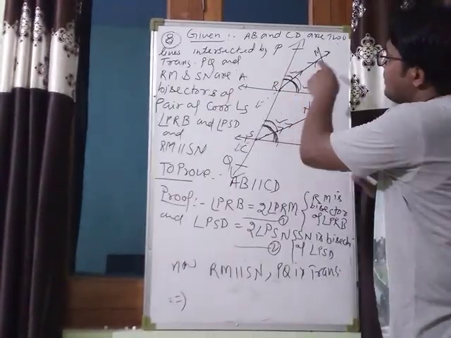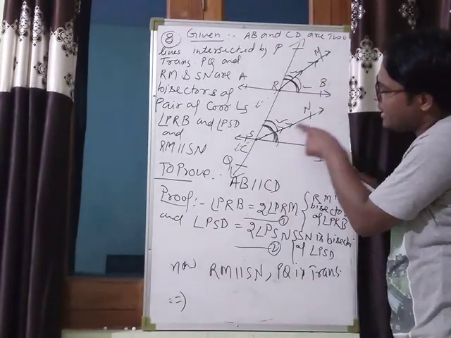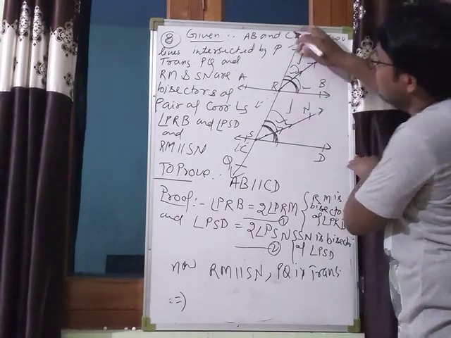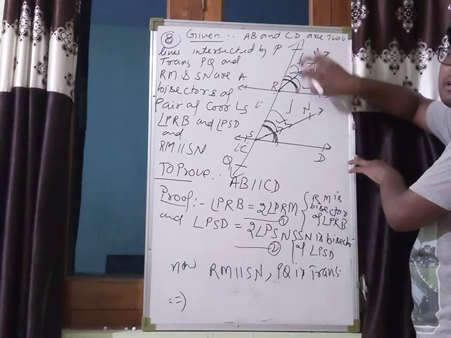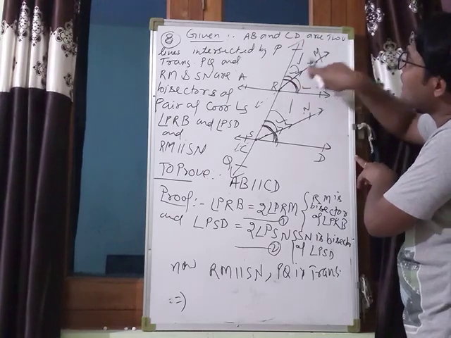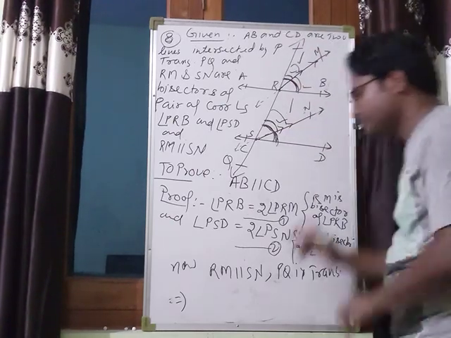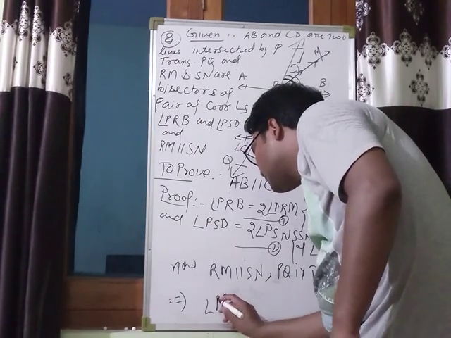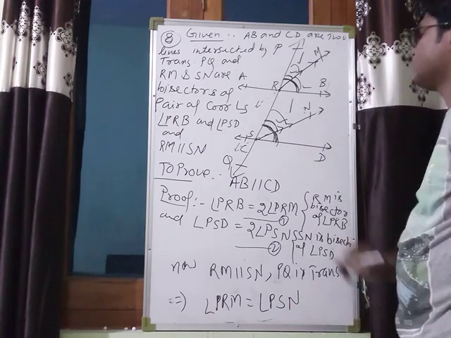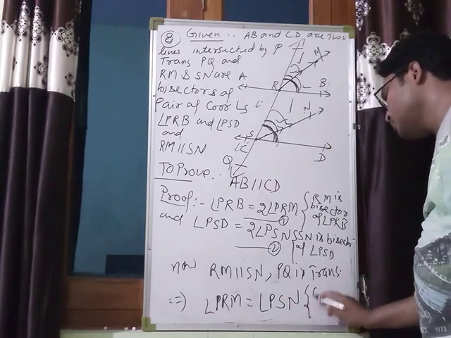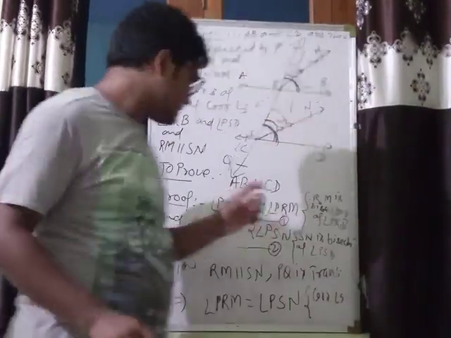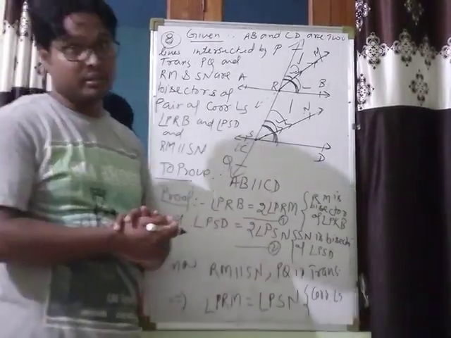See, this RM is a line, this is parallel to SN, and this is a transversal. So this angle and this angle form a pair of corresponding angles, and because these two lines are parallel, these two angles will be equal. Means angle PRM will be equal to PSN because they are corresponding angles. Corresponding angles are equal when lines are parallel, and in this case RM is parallel to SN. It is given in the question.